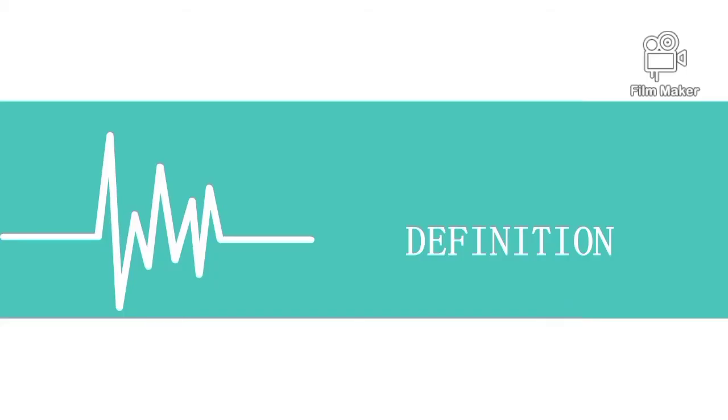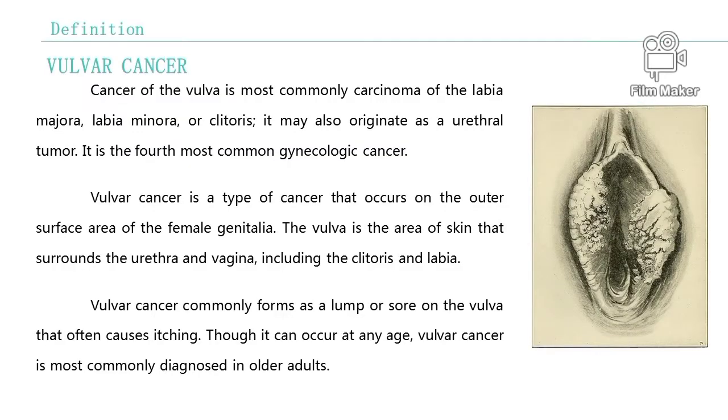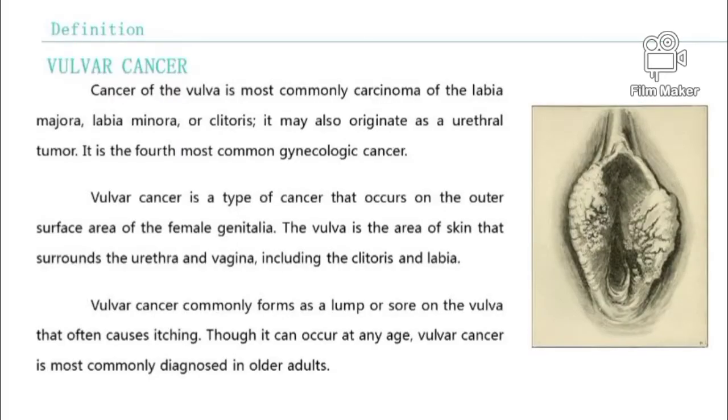So what is vulvar cancer? By definition, vulvar cancer is the cancer of the vulva. It's the most commonly carcinoma of the labia majora, labia minora, or clitoris. It may also originate as a urethral tumor. It is the fourth most common gynecologic cancer.